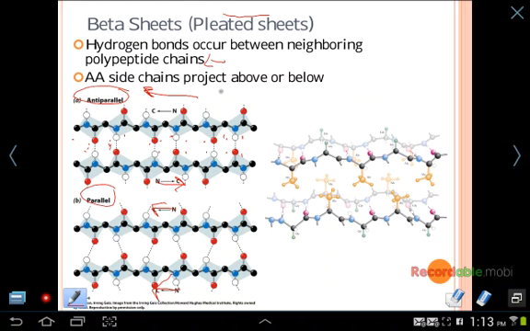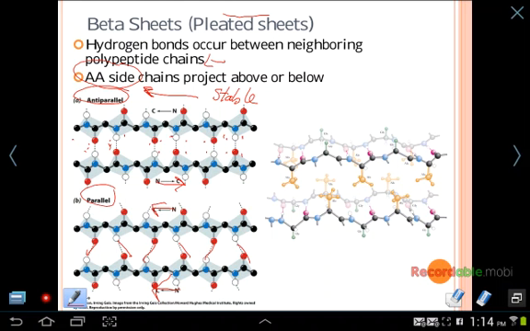Anti-parallel is usually more stable than the parallel because, as you see here, we actually have an angling of the hydrogen bond, which reduces that hydrogen bond stabilizing effect, so it's not as strong. Now, amino acid side chains are going to be projected either above or below the plane of the beta sheet, and this can increase a lot of interactions between pleated sheets.